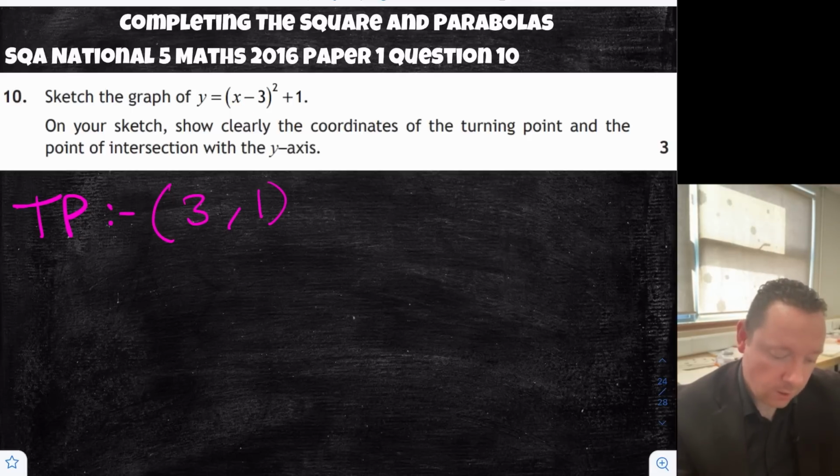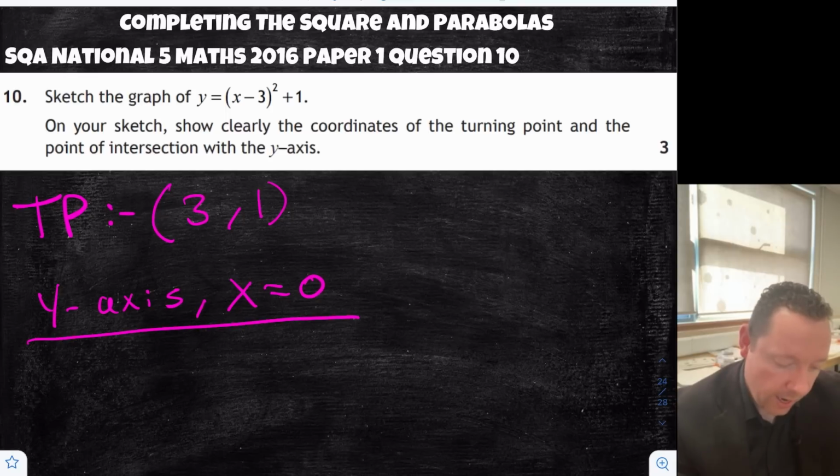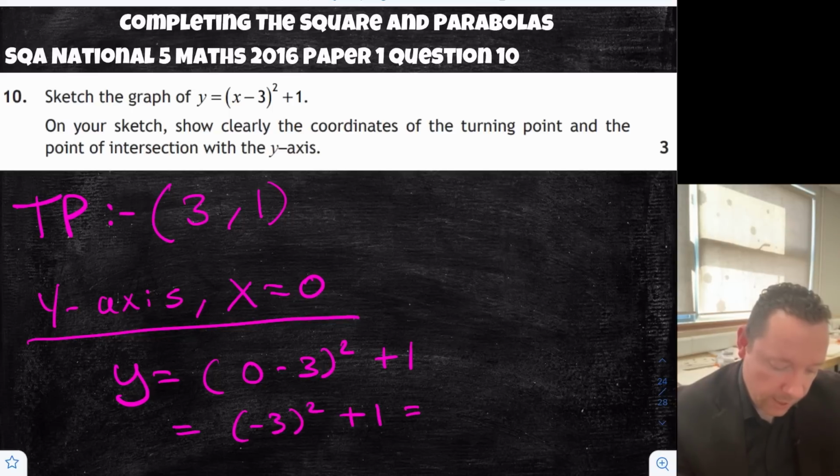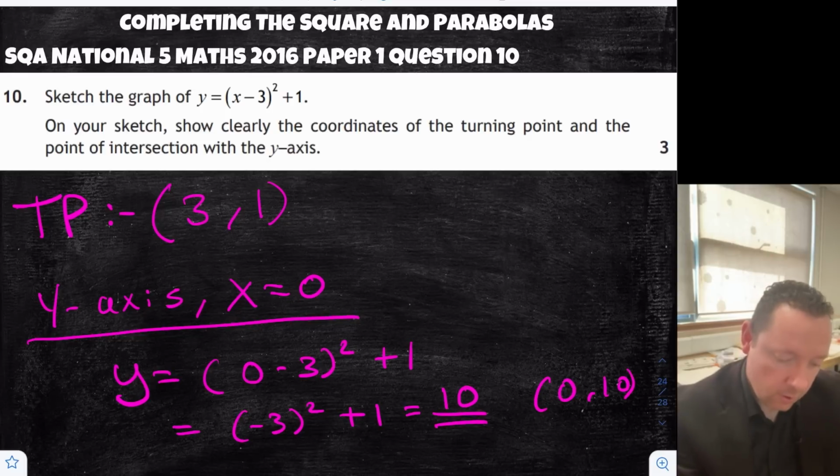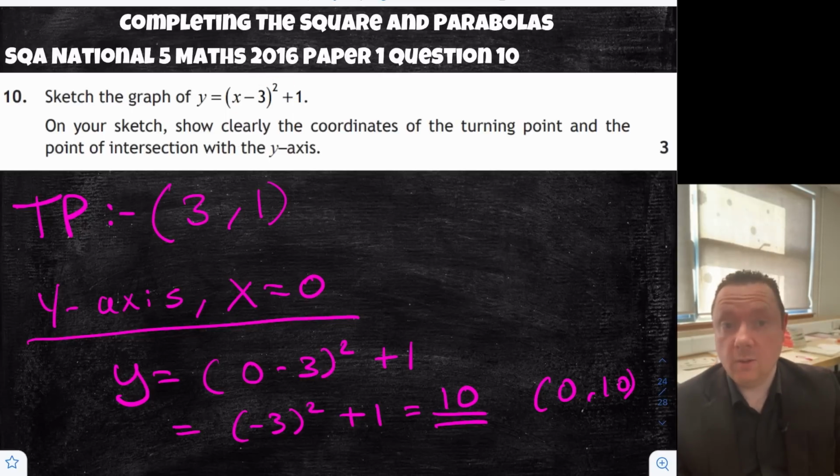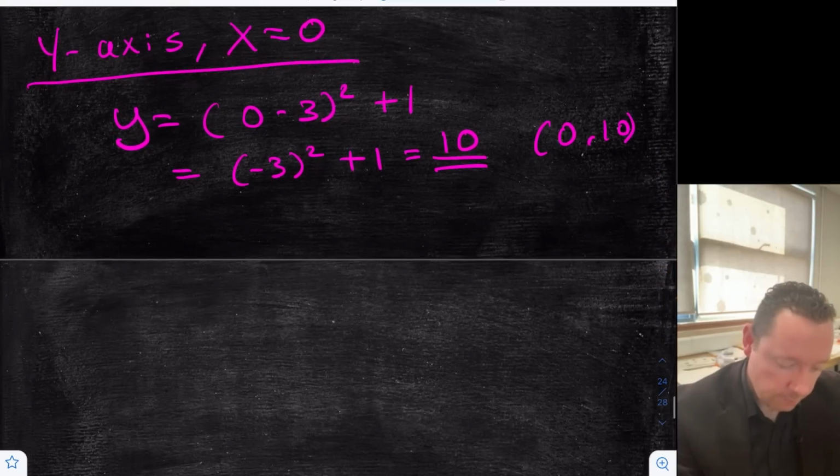Okay, where it cuts the y-axis. It cuts the y-axis when the other letter, x, equals 0. So just subbing that in, we get y equals (0 - 3) squared plus 1. That's minus 3 squared plus 1. 9 plus 1 is 10. So the point is (0, 10). Or you can remember that you just do that squared plus that, always, when it's in completed square form, to get where it cuts the y-axis. So now we can just draw a little picture.